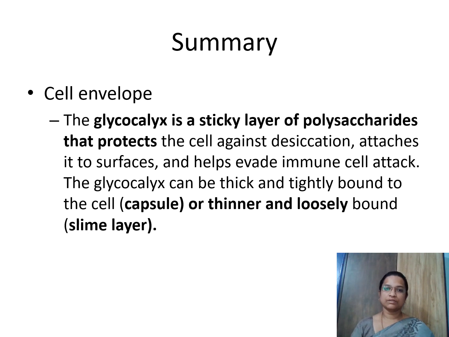So finally, coming to the summary, the ultrastructure of a prokaryotic cell wall is mainly made of the cell envelope, which is composed of glycocalyx. This is the sticky layer of polysaccharides that protects the cell against desiccation, attaches to surfaces, and also helps evade immune cell attack. The glycocalyx can be thick and tightly bound to the cell, which is called a capsule, or it can be thinner and loosely bound, which is called a slime layer.